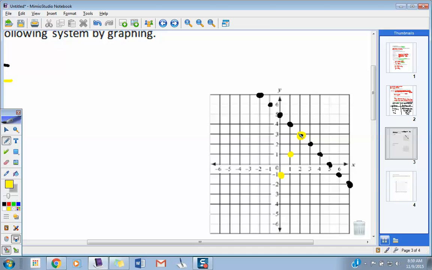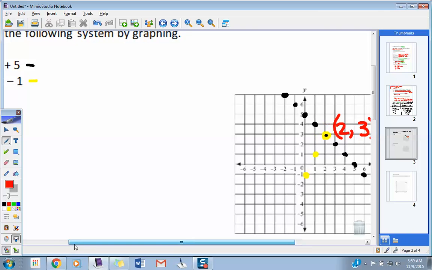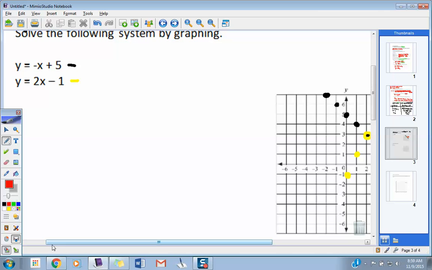What is this coordinate? It is 2 comma what? Right 2 and up 3. It says when my x value is 2, your y value has to be 3. That's the point where they meet. So if I say, hey, what's the solution to this? You're going to say 2 comma 3.